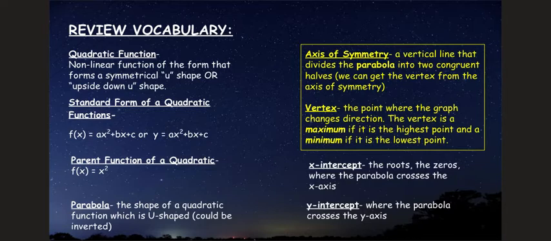Okay, the important part for today's lesson is the two definitions in yellow. Your axis of symmetry is a vertical line that divides the parabola into two congruent halves. We can get the vertex from the axis of symmetry. Now the vertex is the point where the graph changes direction. The vertex is a maximum if it is the highest point, and it's a minimum if it's the lowest point. And we'll investigate those in the lesson as we move along.